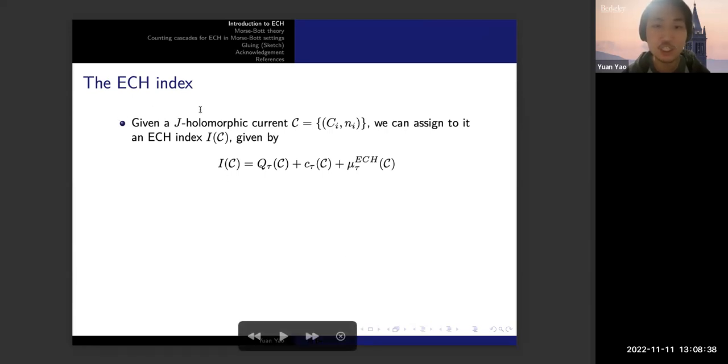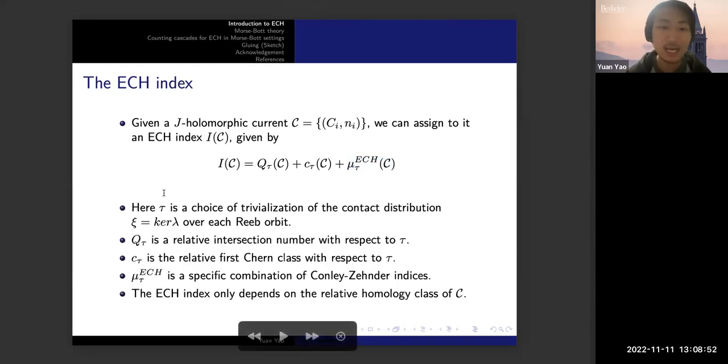So suppose you have a J-holomorphic current, which is some curve with multiplicities. We can assign to it an ECH index given by I(C) equals Q_tau(C) plus c_tau(C) plus mu_tau(C). I'll briefly tell you what these terms are. Tau here is a choice of trivialization of the contact distribution over each Reeb orbit.